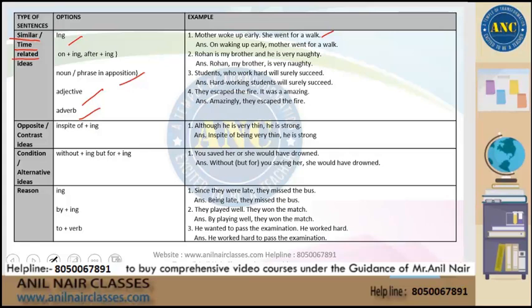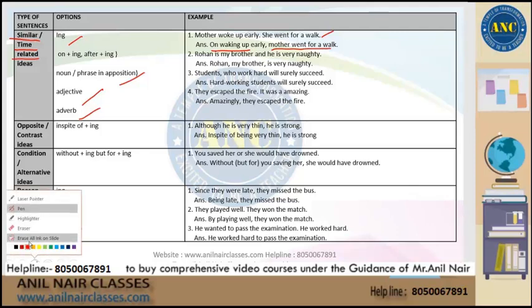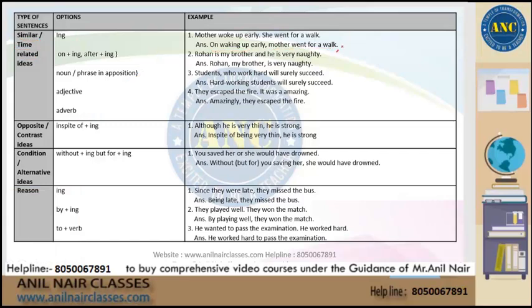You can change it into: on waking up early, mother went for a walk. So if you look at it, mother went for a walk by itself makes sense. It's an independent clause. On waking up early is the dependent phrase. Hence, it has become a simple statement.